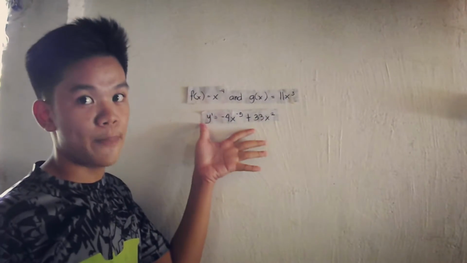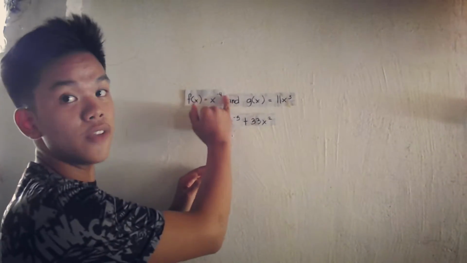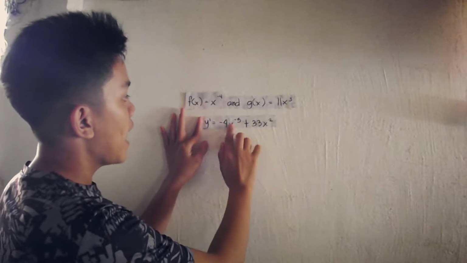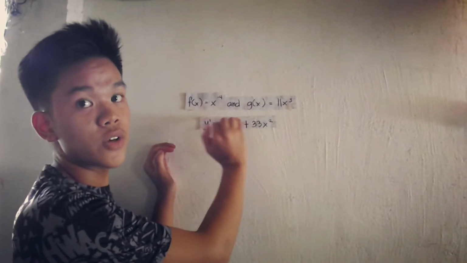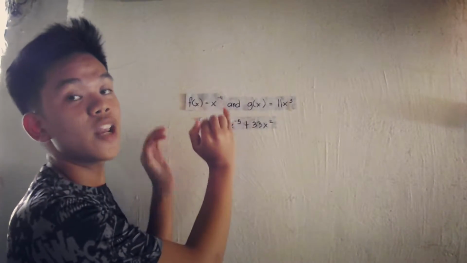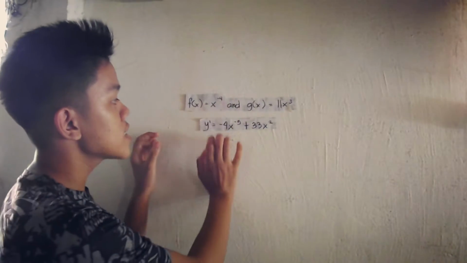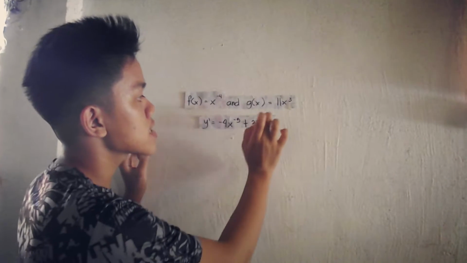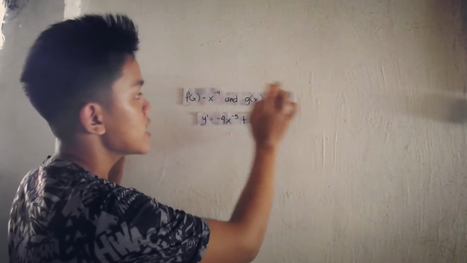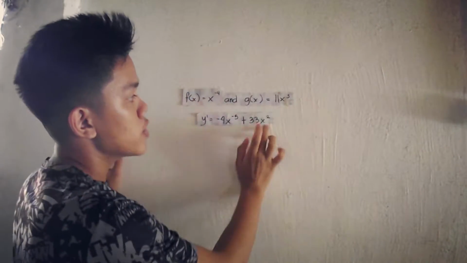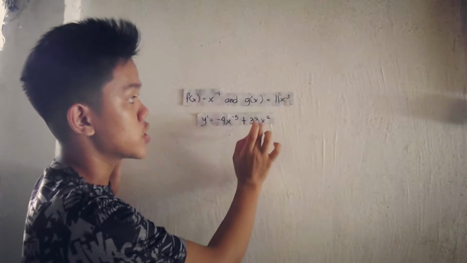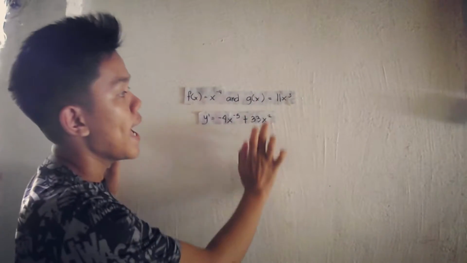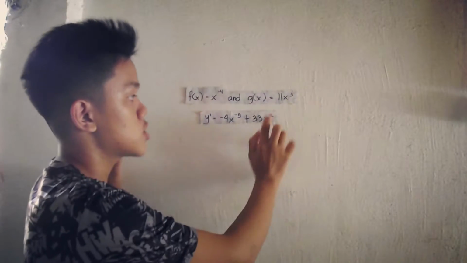Now, how did this happen? First, bring down negative 4, so you got negative 4. X raised to the power of negative 4 minus 1, which is negative 5. So that's how you got negative 4x raised to the power of negative 5 plus 33x squared. Just like in this part, bring down 3, so 3 times 11 is 33, so that's how you get 33. X, 3 minus 1 is 2.